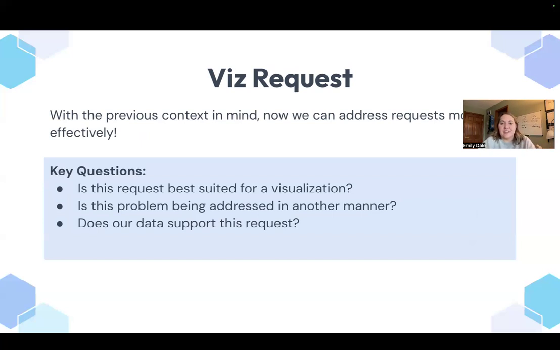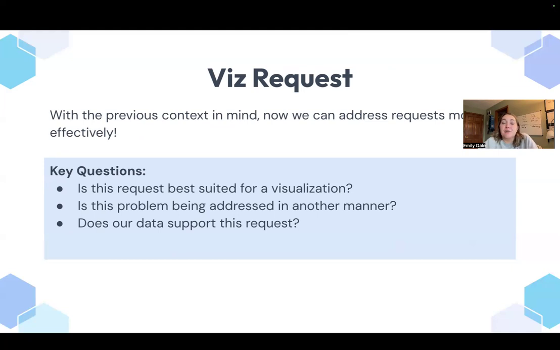So now we can get into request and ask, is this request best suited for a visualization? That's not something you would ask straight up. You might have to beat around the bush a little bit and ask some clarifying questions about how this is currently being addressed. What is this workflow that you're currently working in? Ask more questions about what's going on. Is this problem being addressed in another manner?